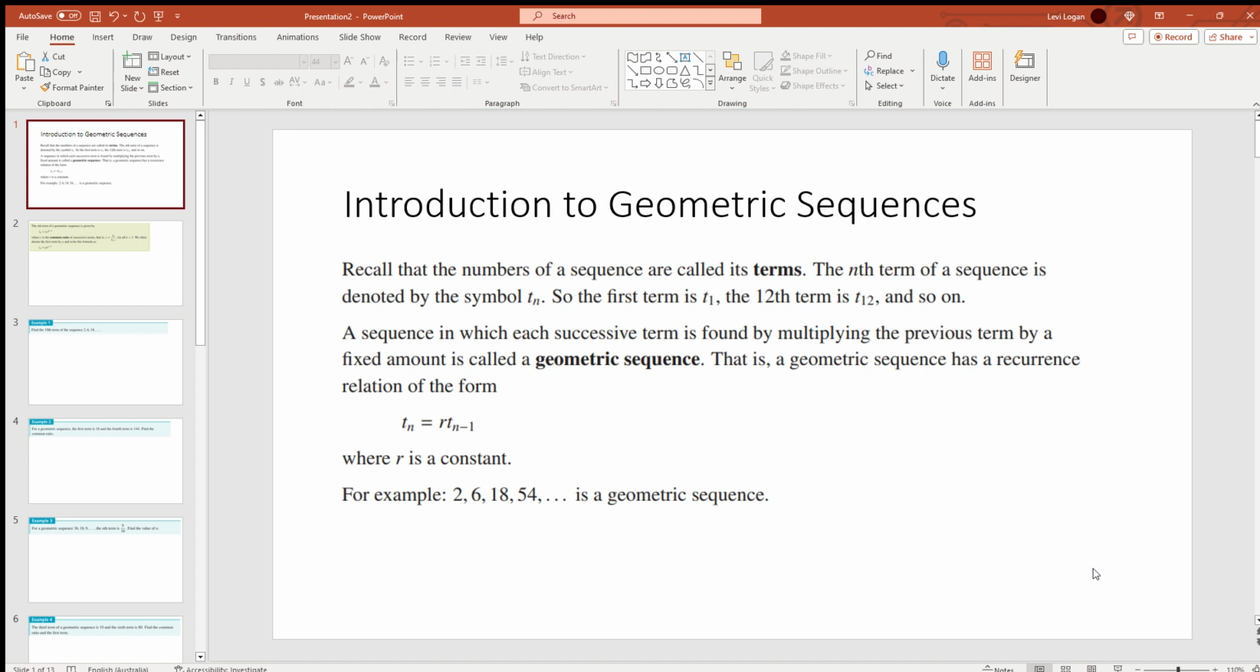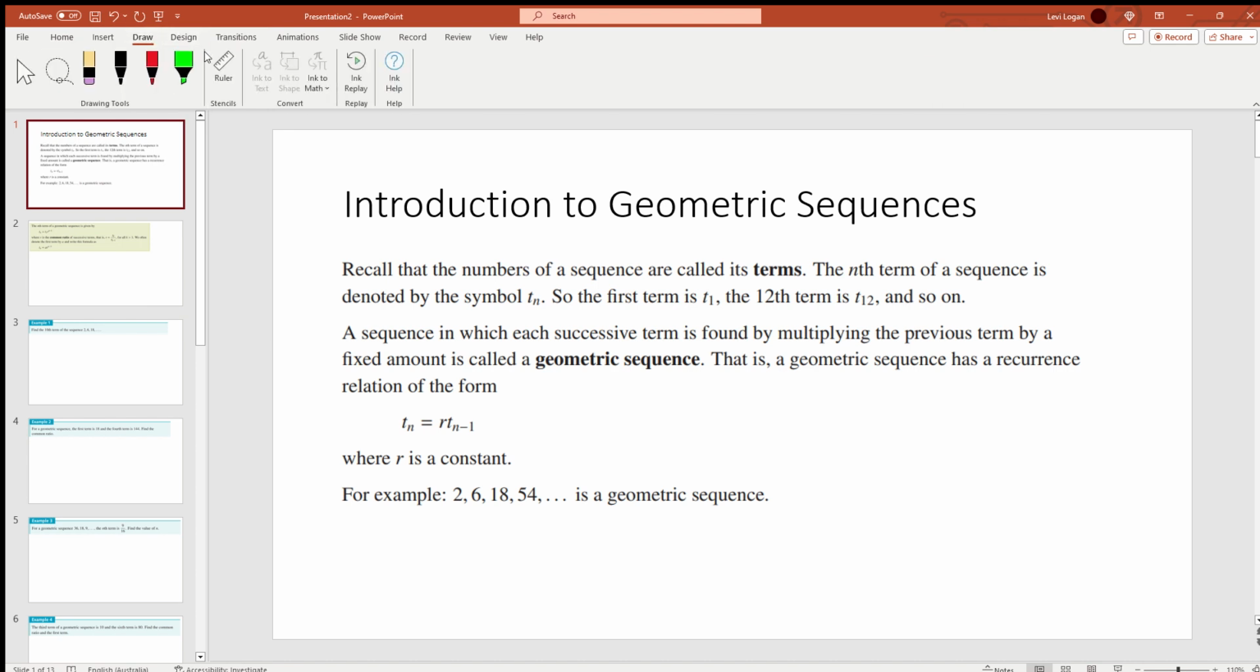In today's video we're going to be going over the introduction to a geometric sequence. In the previous videos we've taken a look at arithmetic sequences. In today's video we're just going to get started on geometric sequences. So the main difference between arithmetic and geometric is pretty much instead of adding or subtracting a constant, we're multiplying or dividing a constant. So for example, for an arithmetic series we had 1, 2, 3, 4.